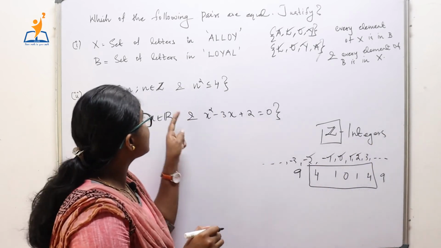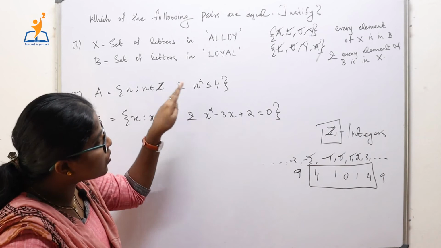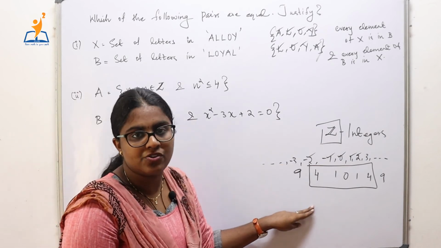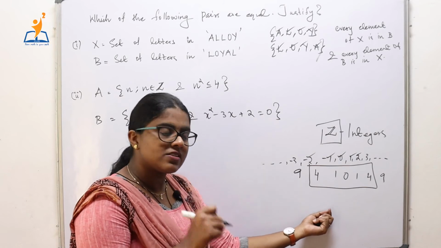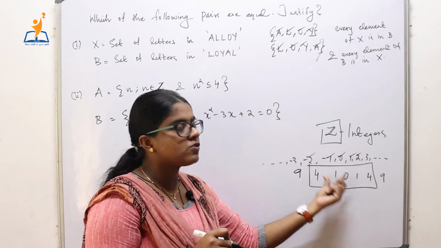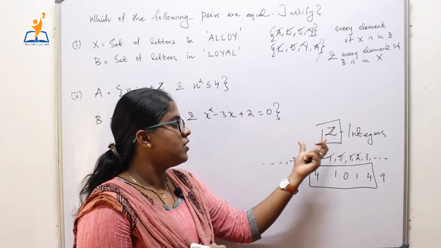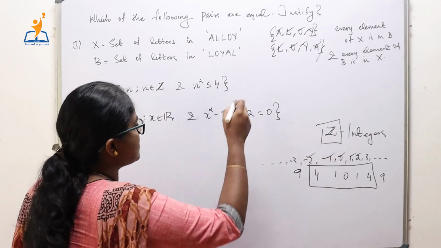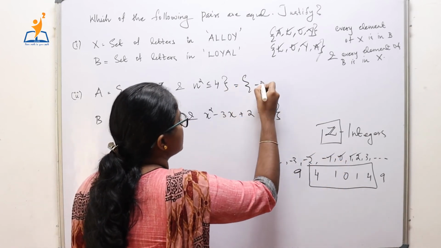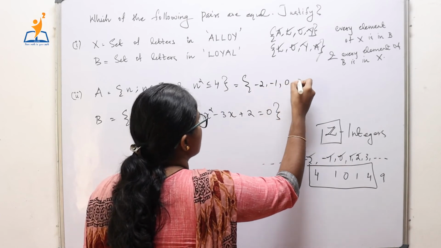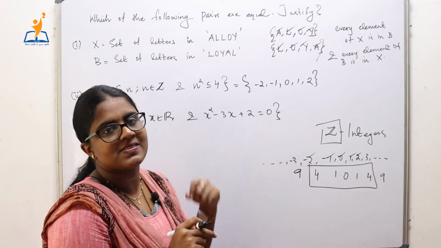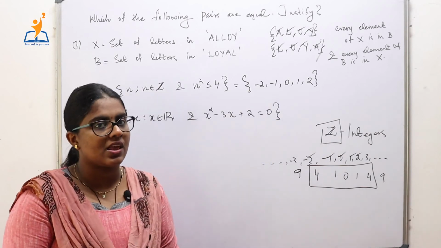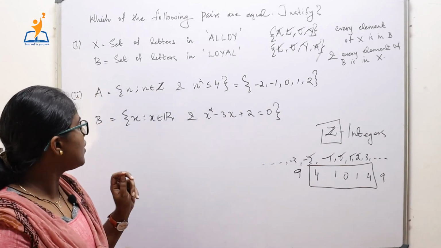We are asked to write the integers whose squares are less than or equal to 4. So in our set the elements will be -2, -1, 0, 1 and 2, and we can easily say that the squares of these integers are less than or equal to 4. Now moving on to set B.